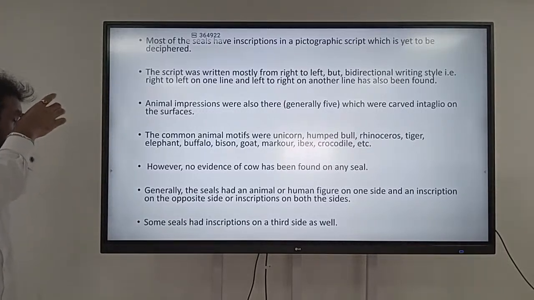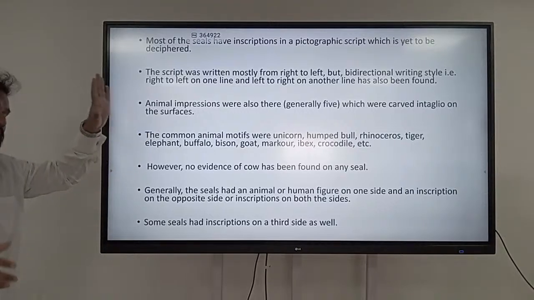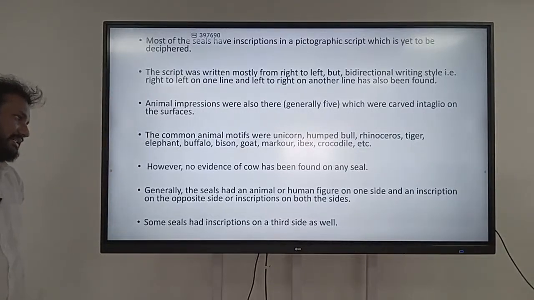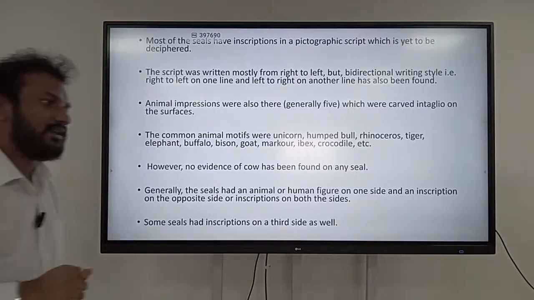Historians didn't find any cow animal on the seals of Harappan civilization. As I mentioned earlier, on these seals one side has an animal impression, or sometimes a human impression, and the other side has the inscription. There are certain seals where both sides have inscriptions, the pictographic script we discussed. But the majority of seals have an animal or human impression on one side and inscriptions on the other side. Okay, got it?